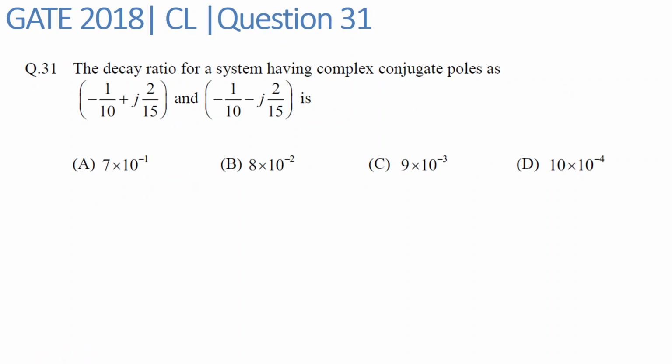Hello everyone, we are solving question 31 of GATE 2018 chemical engineering paper, and the question is: the decay ratio for a system having complex conjugate poles as minus 1 by 10 plus or minus j 2 upon 15 is dash. So here we have been given complex conjugate poles and have been asked to find the decay ratio.